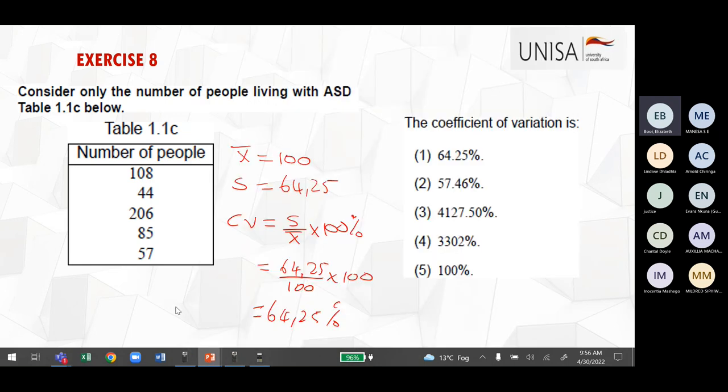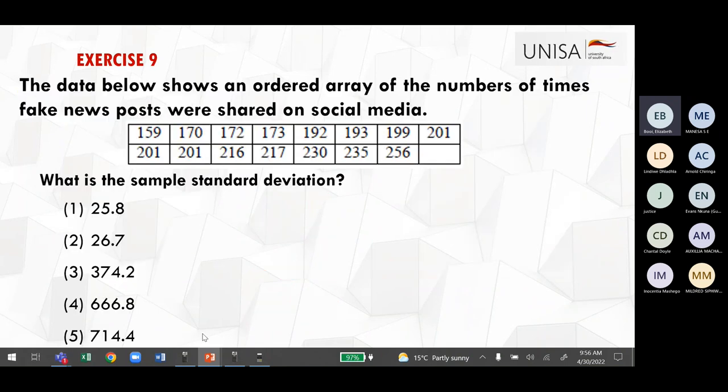So that's how easy it is to use your calculator to find the measures of variation. And remember, you get one question like this in the exam paper, which weighs about 4 marks. So why not save the time for more complex calculations at the later stage as well? Okay.